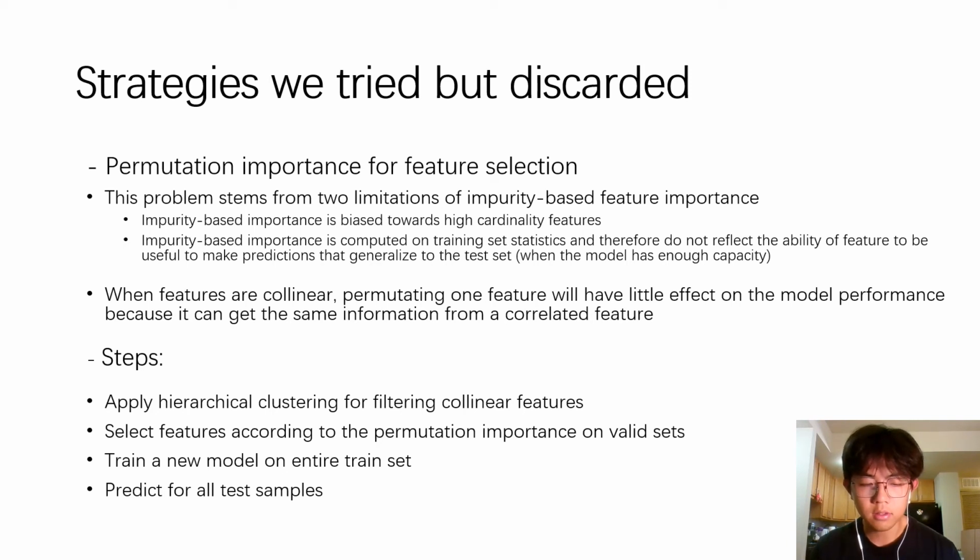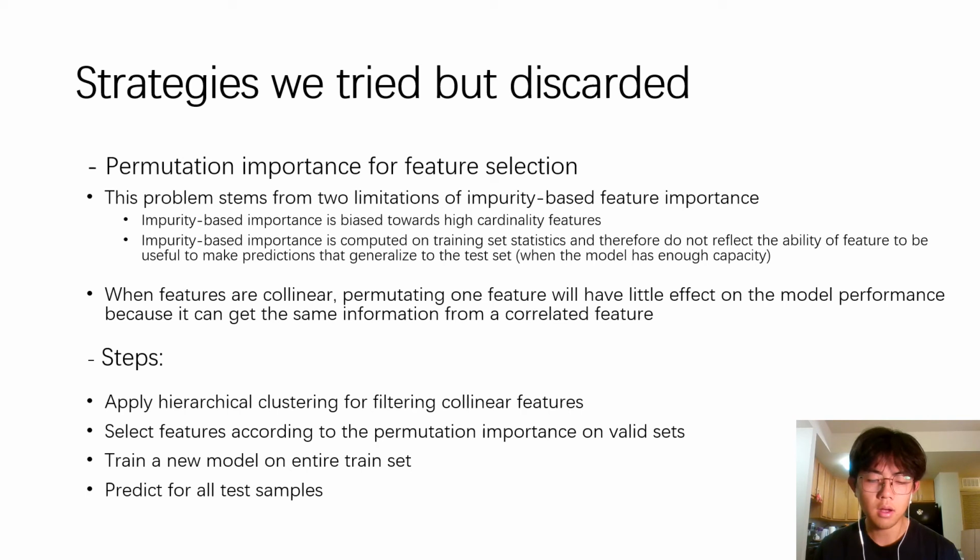This approach can also solve two limitations in the impurity-based feature importance used in XGBoost. One is that impurity-based importance is biased towards high cardinality features, which means a feature with more unique values will be more important. But in permutation importance, it will treat each feature equally. And another is that impurity-based importance is computed on the training set, so it may not reflect the generalizability of those selected features. However, permutation importance is computed on the validation set, which can guarantee the generalizability.